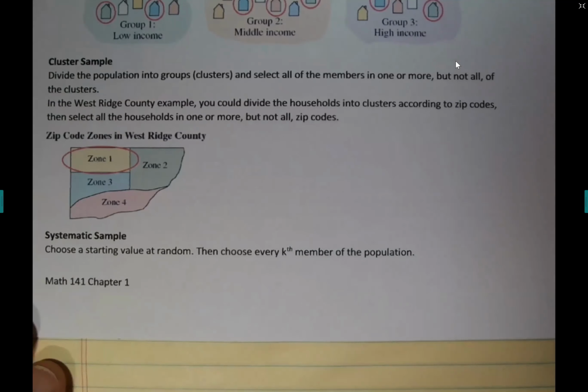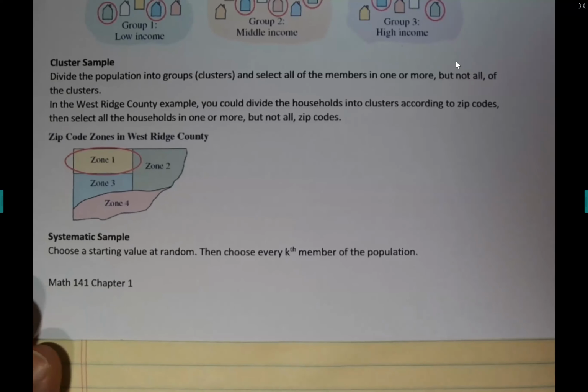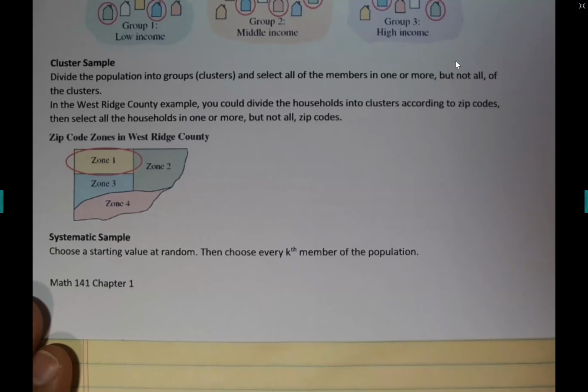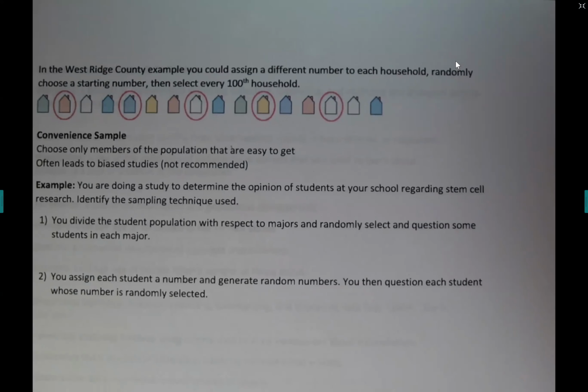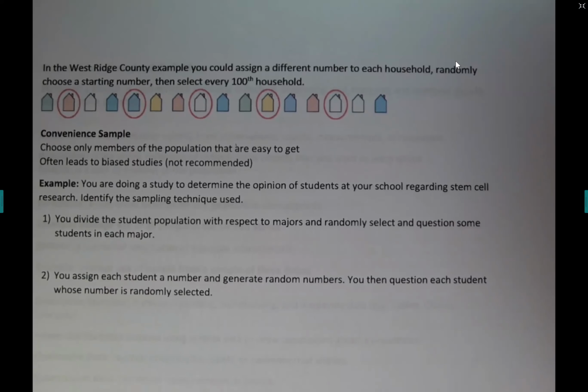Systematic sample, that's an easy one. You choose a starting value at random, and then choose every kth member of the population. And let me show you an example. There's an example right here. In the West Ridge County example, you could assign a different number to each household and randomly choose a starting number, and then select every 100th household.